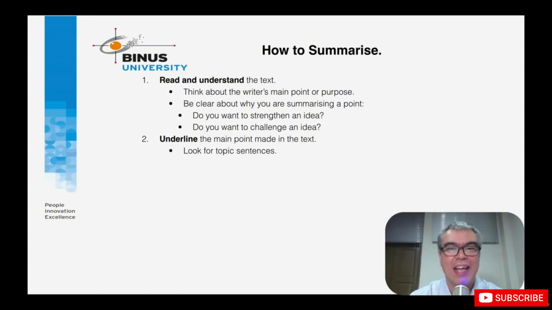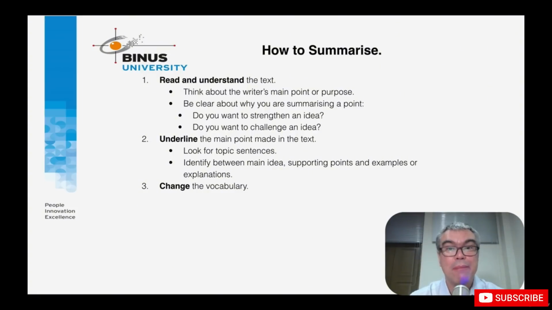Remember that most texts consist of 3 components. These components are the main idea, supporting points, and then examples. So as you read, you need to be able to identify between those 3 components. Think to yourself, is this a topic sentence? Is it a supporting point or an example? And then, because this is a summary, focus on the topic sentences and the main ideas there.